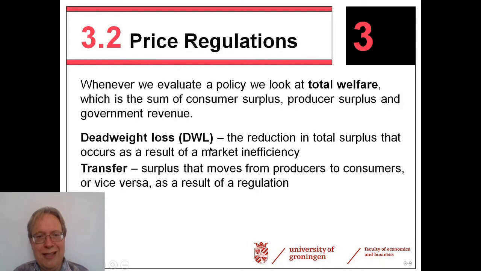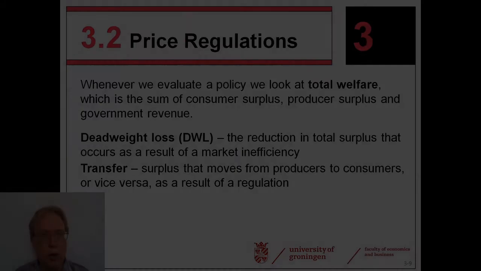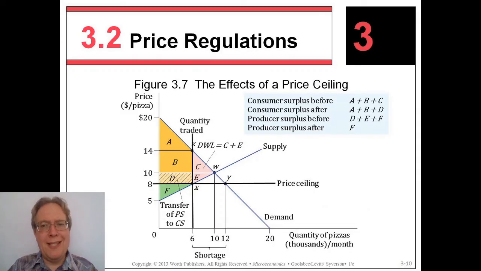What we will also be interested in is something we call deadweight loss. So that's how much total surplus goes down as a result of some market inefficiency. So there's a distortion in the market, and we're going to look at how that distortion affects total welfare. And the difference between when there is a distortion and when there is no distortion, that's going to be the deadweight loss. But those concepts are much easier to explain, to understand after I've given a couple of examples, right? We're also going to look at transfers, which is that, well, surplus that moves from producers to consumers or vice versa as a result.